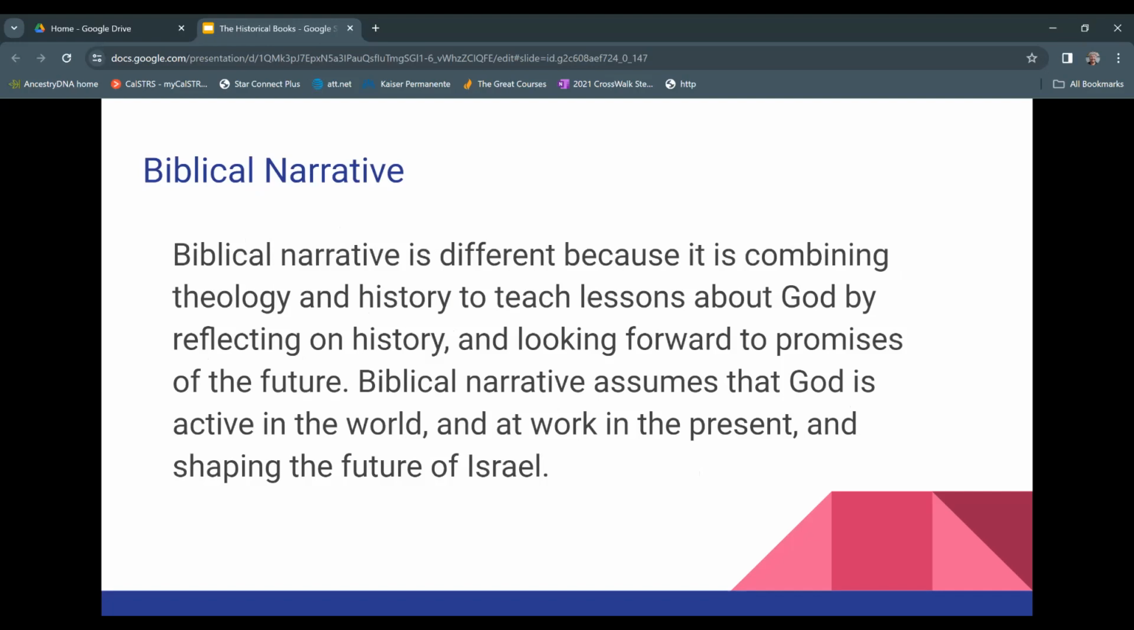Biblical narrative is different because it's combining theology and history together to teach lessons about God by reflecting on the history and by looking forward to the promises of the future. So biblical narrative assumes that God is active in the world and is at work in the present and is shaping the future of Israel.